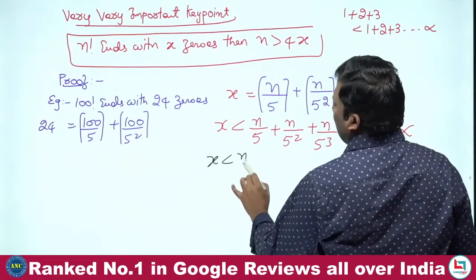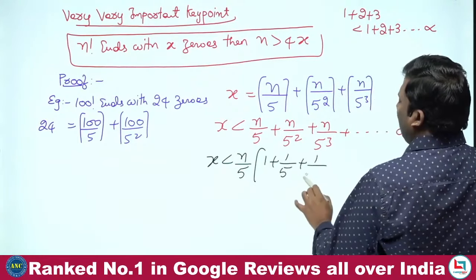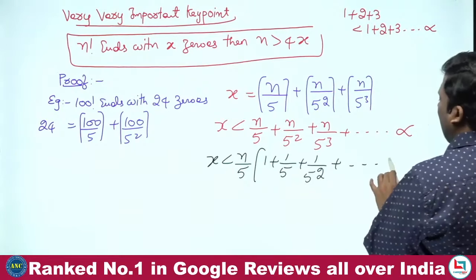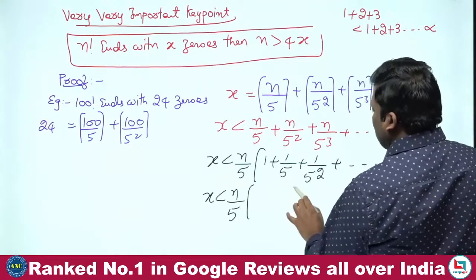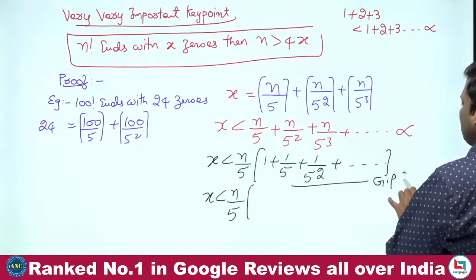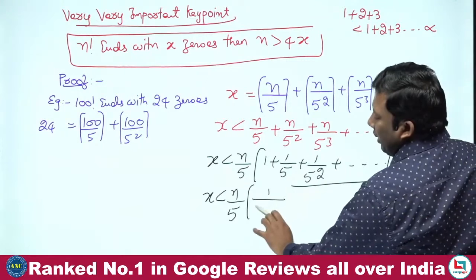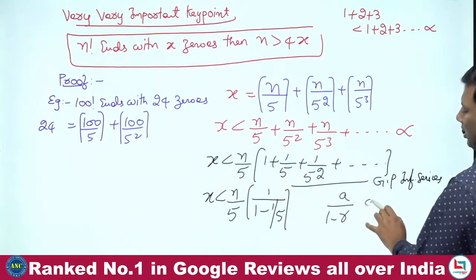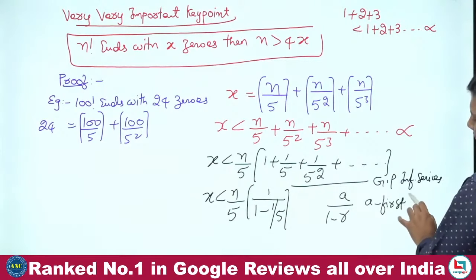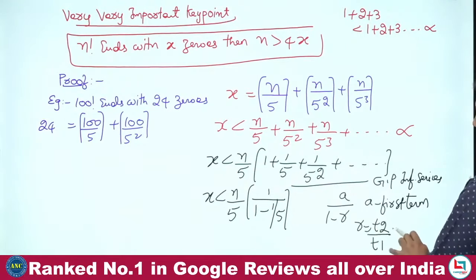So x is less than n by 5. If I take common, this will be 1 plus 1 by 5, 1 by 5 square, and so on. So this will be x is less than n by 5 times this GP infinite series. What is the GP infinite series sum? A by 1 minus r. A is the first term. R is the common ratio. It can be T2 by T1 or T3 by T2 and so on.